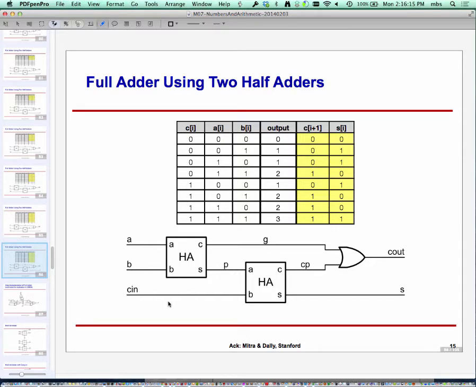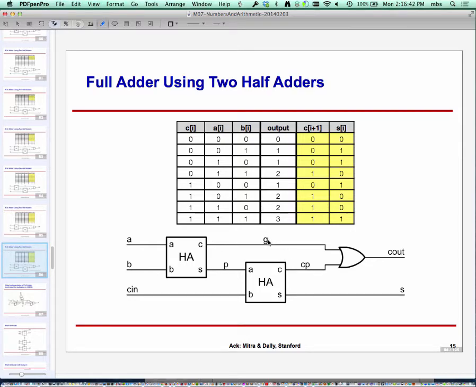So I'm going to add P and C in because they both have a weight of 1, since they are both in the units position. So I'm going to add them using a half adder. And this half adder again produces a sum, which we label S. That again is the units position. Whereas this carry output, which we are labeling as CP, has a weight of 2 because it's in the twos position.